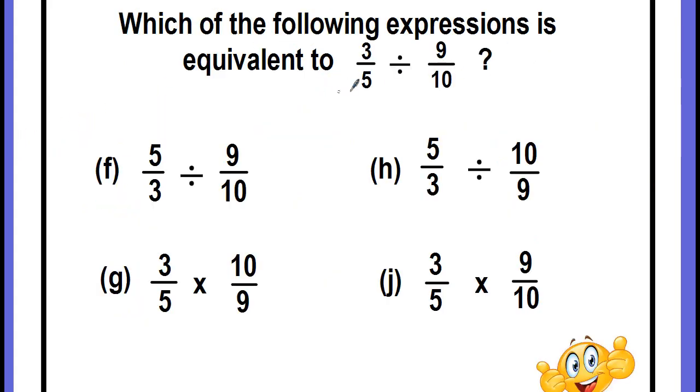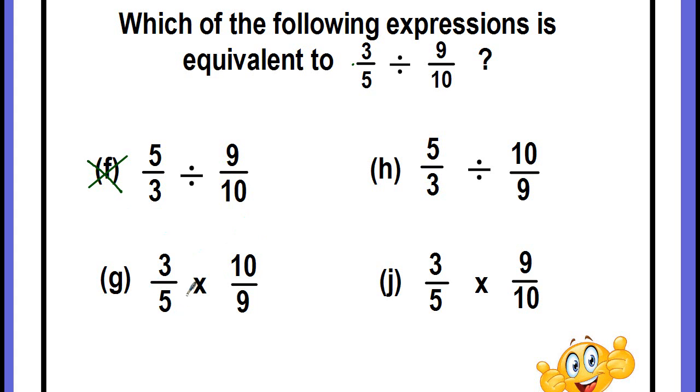Which of the following expressions is equivalent to 3/5 divided by 9/10? Okay, so F is still a division problem, but what did they do here? They flipped the first fraction, right? That changes the number. 5/3 is not the same as 3/5. That's changing the dividend amount, the amount you're splitting up. So F cannot be an answer.